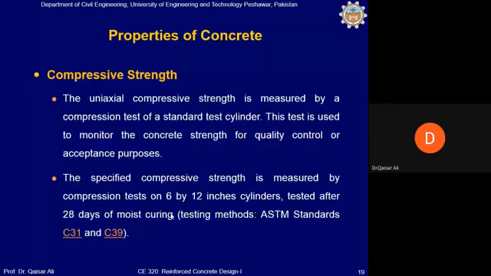The ASTM standards C31 and C39 cover this testing, because you know that testing cannot be done arbitrarily or to the choice of a person. Testing must be done according to some protocols, and these protocols are given by the ASTM, American Society for Testing and Materials standards. You must test your sample according to the ASTM criteria.